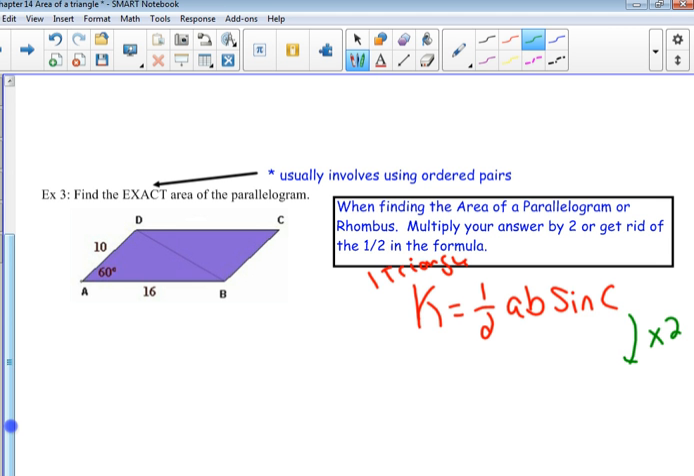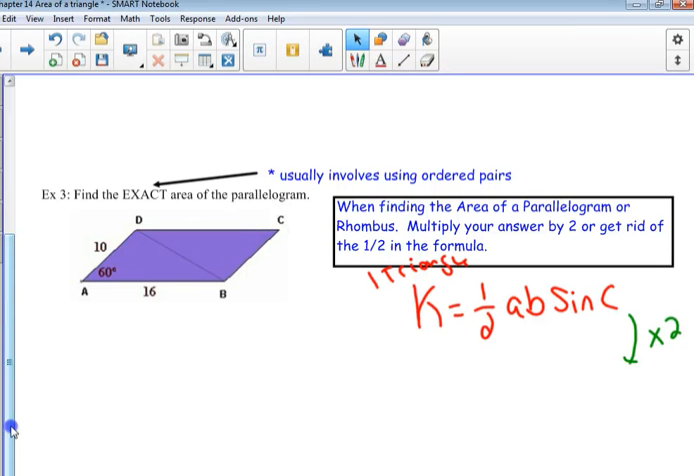If you understand this, that's great, multiply the whole thing by 2. Or if you're solid with math, instead of multiplying it by 2, what would that really just do to the 1/2? It would just get rid of it. So you can either times it by 2 for a parallelogram, or just get rid of the half in the formula. Whichever one you're comfortable with.